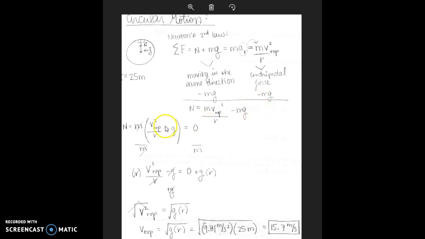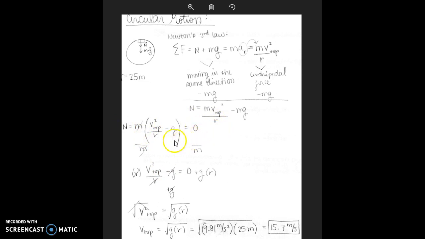And we can divide both sides by the mass, basically eliminating the mass. We no longer need to know what that value is. And so we're just left with this set equal to 0. So we know the normal force is 0.